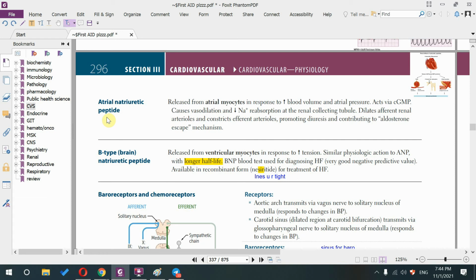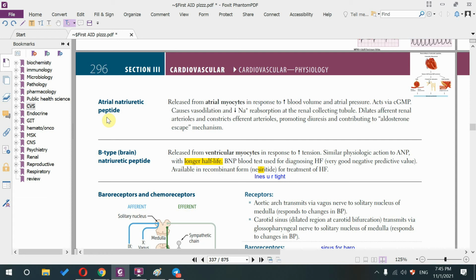And if he's volume overloaded, he will have more ANP and BNP, correct? And if that is the case, think about it. More ANP, BNP. ANP has a short half-life, so you can miss it. But BNP, since it has a longer half-life, you can always see it in circulation. And it has a very good negative predictive value.